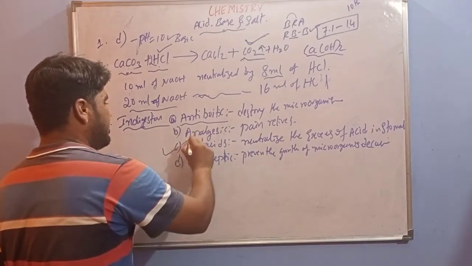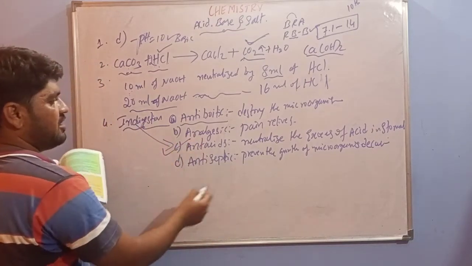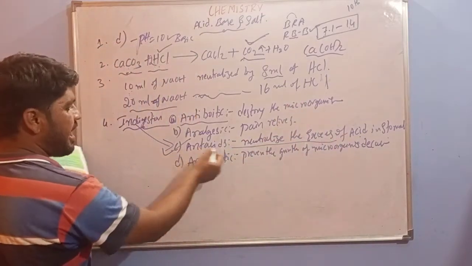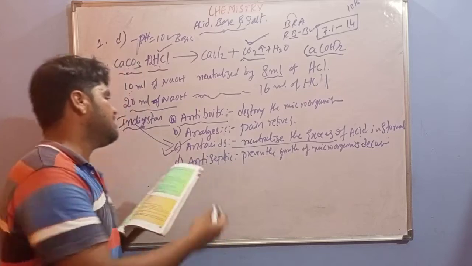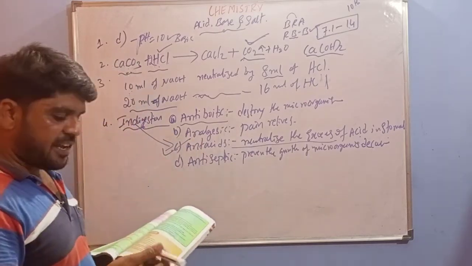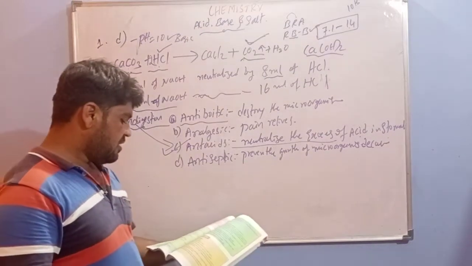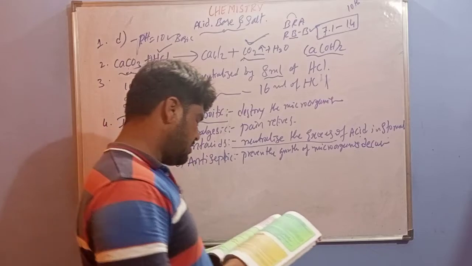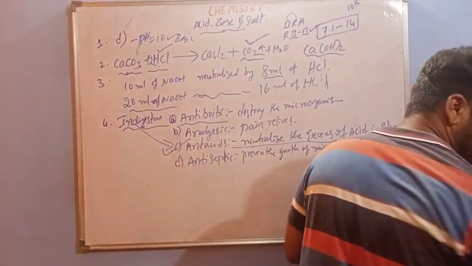So the right answer related to digestion, that is, neutralize the excess of acids in the stomach, that is antacids. So antacids are generally basic in nature. So the next question is: write the word equations, then balance the reactions taking place.